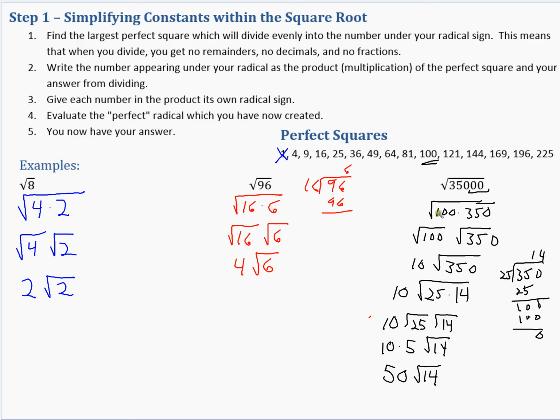What we did, we saw quickly 100 went into it. We could have figured out that 2,500, which is a perfect square, went into it. That's 50 times 50. But we're not really familiar with usually 50 times 50, so we did this in 2 parts and got to our simplified answer. So that is simplifying the constant term within the square root.